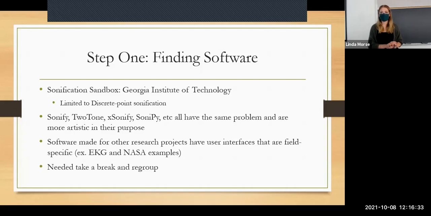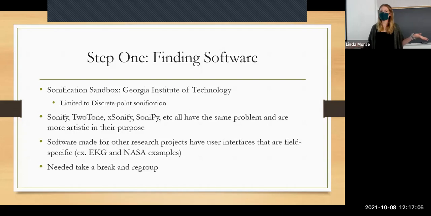The things you can do are like make it a violin sound instead of a piano or a marimba, instead of getting to manipulate the data you want and map different parameters to it. So that didn't work either. And then there was some software that made really cool continuous stuff like the EKG readings I talked about earlier. But these user interfaces are incredibly field specific. Like it'll say, put your EKG reading in here and then put the measurements on the machine here. And I can't use that for paleoclimatology. So this was pretty disheartening.